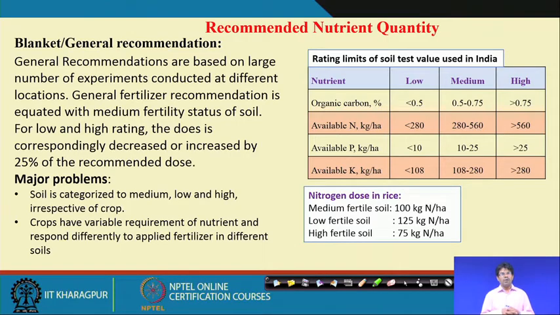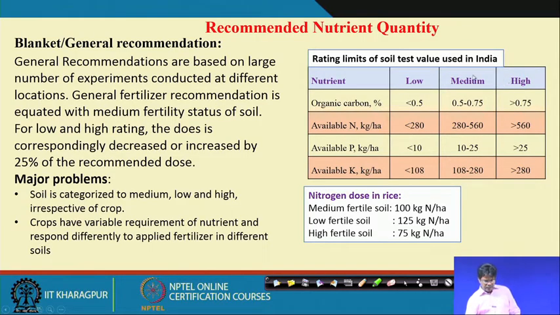And for low and high rated soils, the dose is correspondingly increased or decreased by 25% of the recommended dose. So, this general recommendation is basically for soils of medium fertility. The soils are categorized as low fertile, medium fertile, and high fertile, as you can see on the right hand side here, based on the content of organic carbon, available nitrogen, available phosphorus and available potassium of the soil. The soil is rated as low, medium or high fertility.